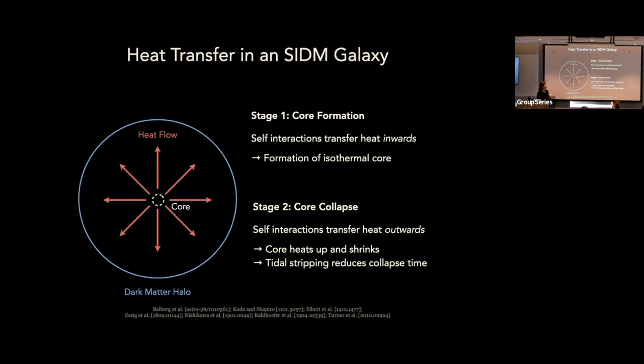However, for dwarf galaxies that are in the process of being tidally disrupted because they're falling into another galaxy, that tidal stripping actually accelerates this. So for dwarf galaxies that are in this process of being tidally disrupted, you do actually have a chance of forming these cores, core collapse, and getting these peaks in the center of the dwarf.